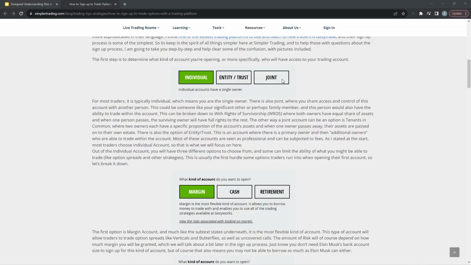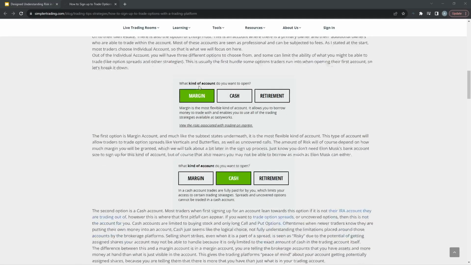So perhaps you're setting up an account with your husband or wife, your significant other, or maybe you're setting up an account as a parent that you also want your kid to have access to, then you might consider doing it as a joint account. Otherwise, if it just is you by yourself, like a lot of us do with our trading accounts, then it will be an individual account where you are the sole owner of it.